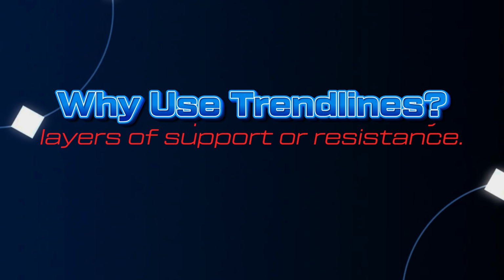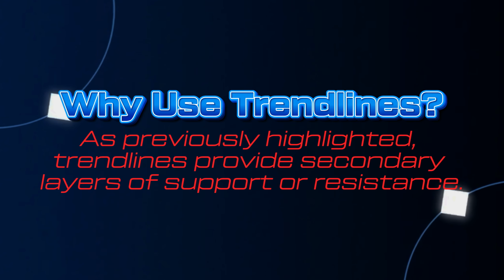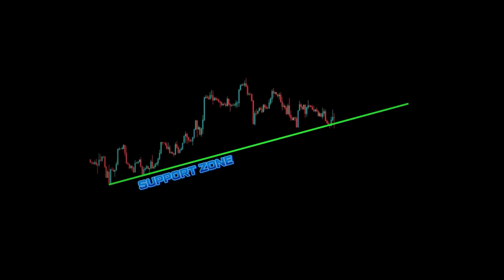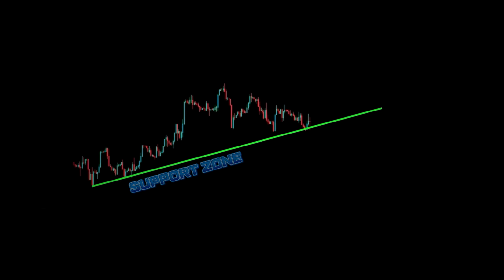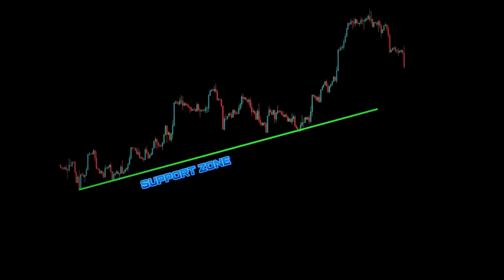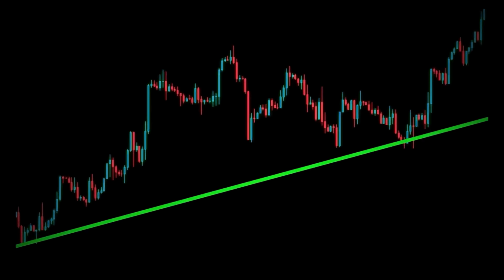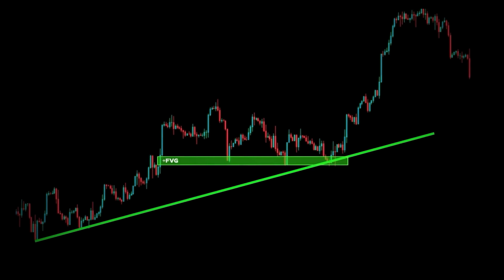Why use trend lines? As previously highlighted, trend lines provide secondary layers of support or resistance. They bring visibility to critical price zones and unlock trade setups that you might otherwise overlook. Think of a trend line as a location where you should pay closer attention to market behavior. When price reaches a trend line, the next step is to look for additional confirmation before making any trading decision.